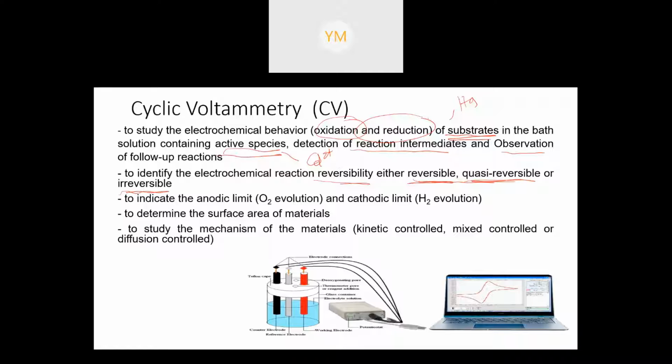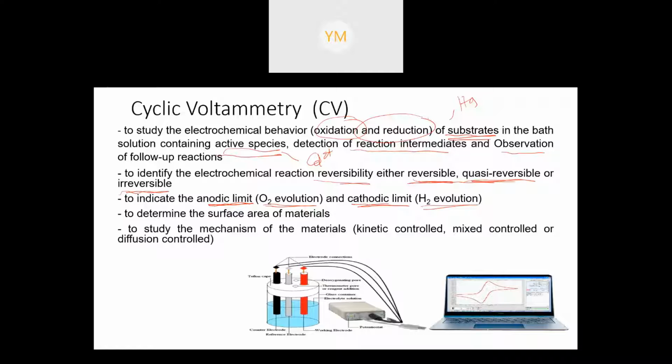Next, to indicate the anodic limit, you can identify on the positive direction, the anodic limit is the positive potential, the oxygen evolution, and in the cathodic direction, hydrogen evolution. Next, you also can use CV to determine the surface area of the material. And also you can study the mechanism of the material, whether it is kinetically controlled, mixed control, or diffusion control.